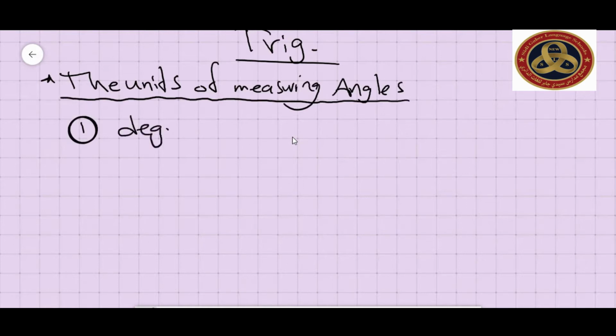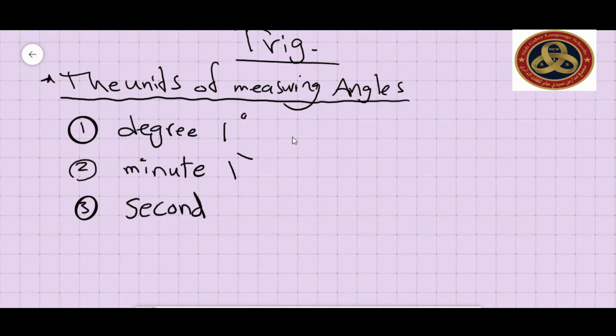The first unit which we have is the degree. How do we write the degree? One small circle like this. The second unit is the minute. How do we write the minute? One dash like that. The third unit is the second. How do we write it? Double dash like that. Okay, so we have three units to measure any angle: degree, minute, and second.